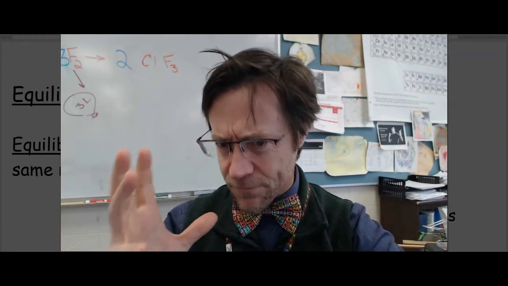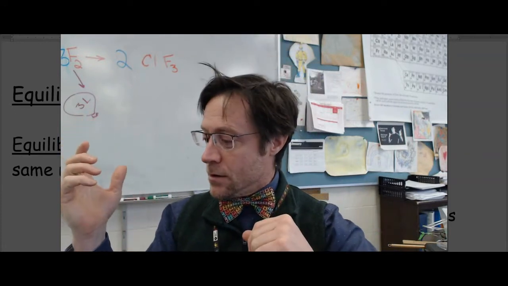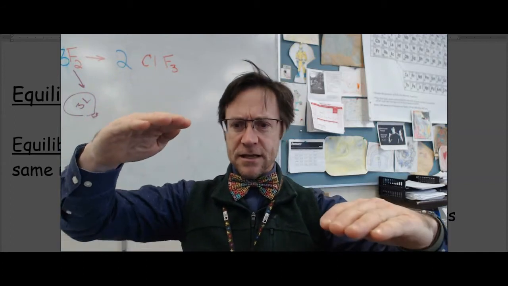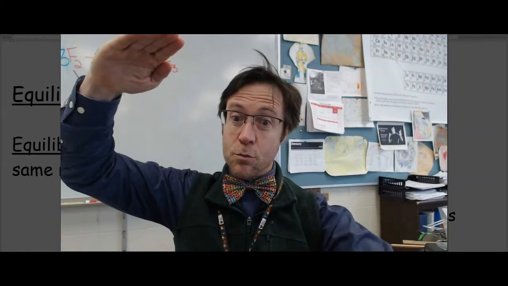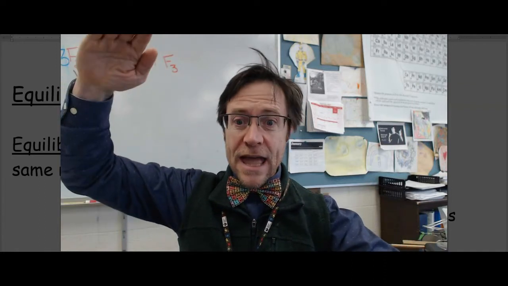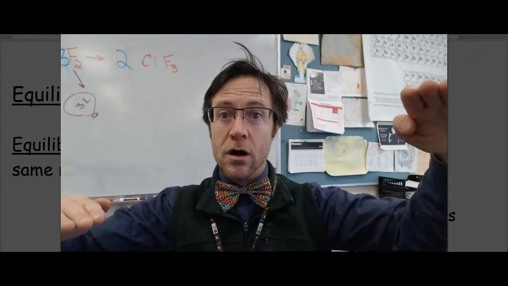So, look, here's the deal. This is how equilibrium works in a nutshell. You've got a forward reaction, right? Let's say you have this many reactants and 0 products. As the reaction goes, the reactants get less and less, and the products get more and more.